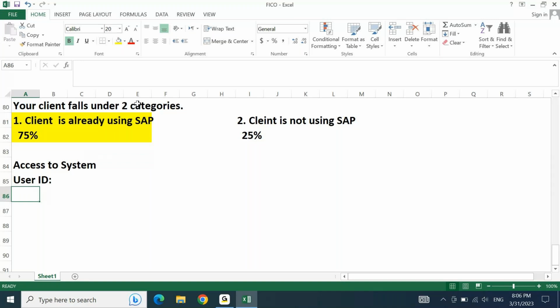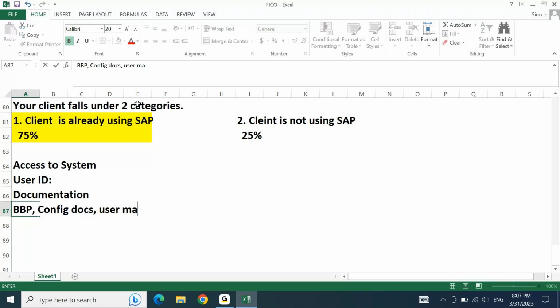Now if I give you a company code or a client for which you'll have to work, I'll give you an ID and password to log into the system. I'll tell you, you can explore, log into the system, check what is implemented, or I may give you some documentation. Your documentation may be the business blueprint, config docs, user manual, or recent issues log or recent issues list. And you have to start working immediately, maybe within a week, within a month maximum. Within a month from your joining, make sure you are able to work on real-time issues.